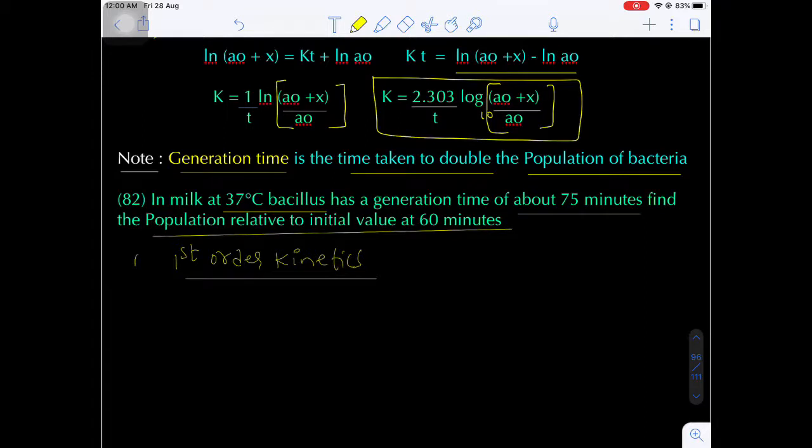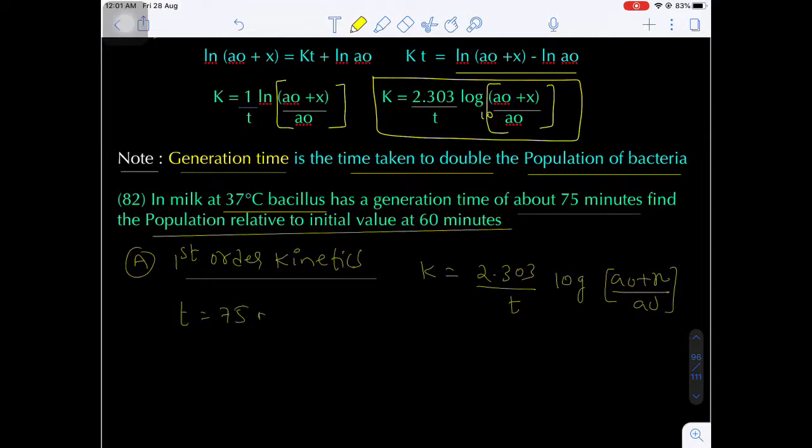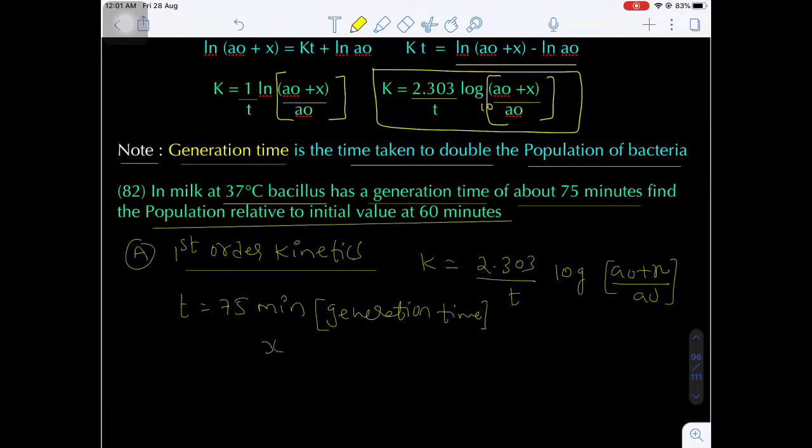Okay, now in this first order kinetics, what is the rate constant expression? k is equal to 2.303 by t log of (A0 plus x) divided by A0. Now here the time given is 75 minutes. What is the meaning of this 75 minutes? That is the generation time. In generation time, what happens? The x value becomes A0. Are you getting my point?